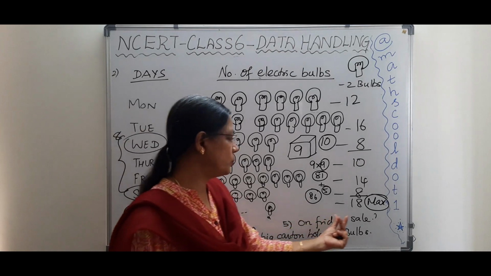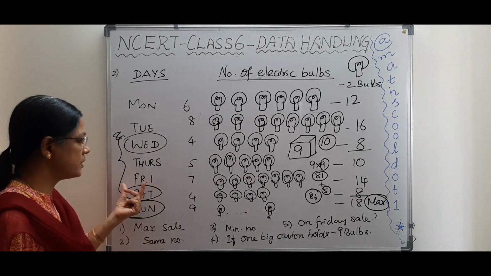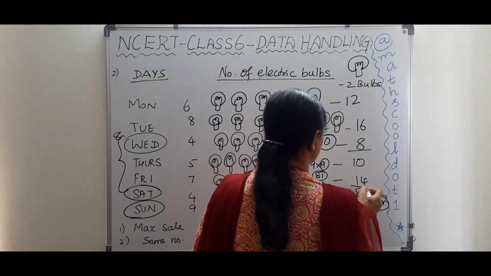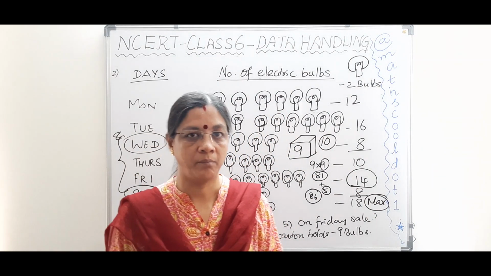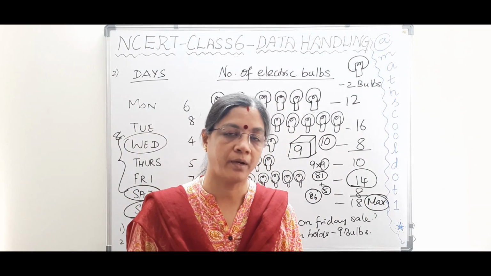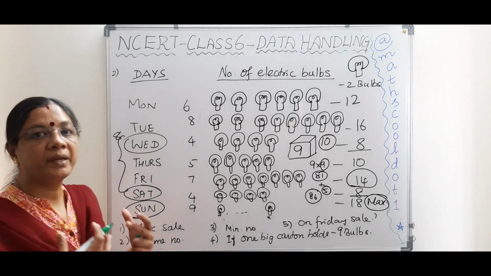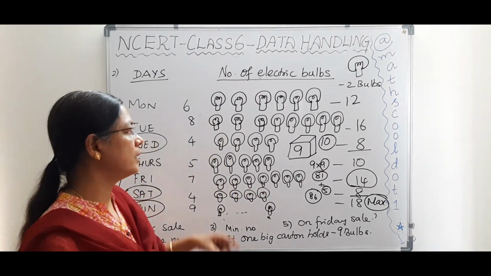And the fifth one is, on Friday what is the sale? On Friday, it is 7 symbols. So 14 bulbs. 14 bulbs were sold on Friday. Do you understand? So this is how we get information from a pictograph. We construct and we retrieve information from the pictograph.